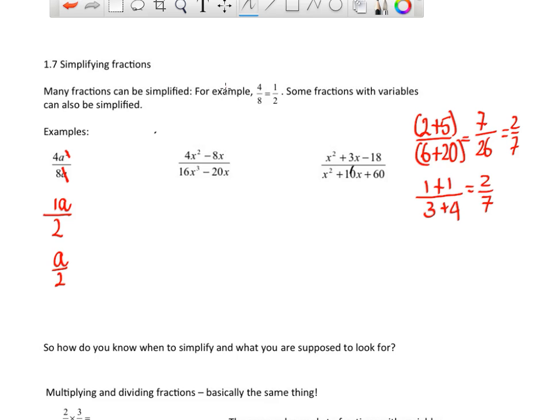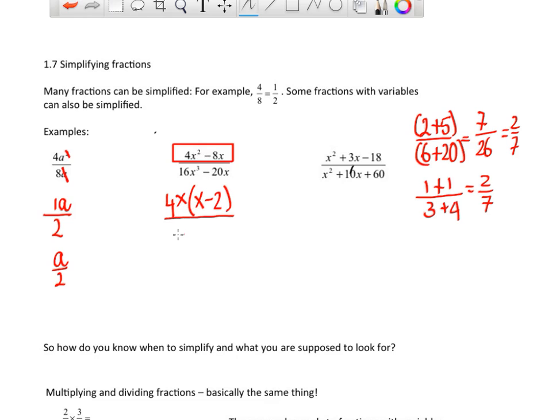So I'm going to start with actually looking at this and seeing what I can do there. Well, 4 and 8 have a 4 in common. X squared and x, so that x is in common. So what is left? 4 divided by 4 is 1. 1x is gone, leaves you with 1x here. Subtract. 8 divided by 4 is 2, and the x is gone.